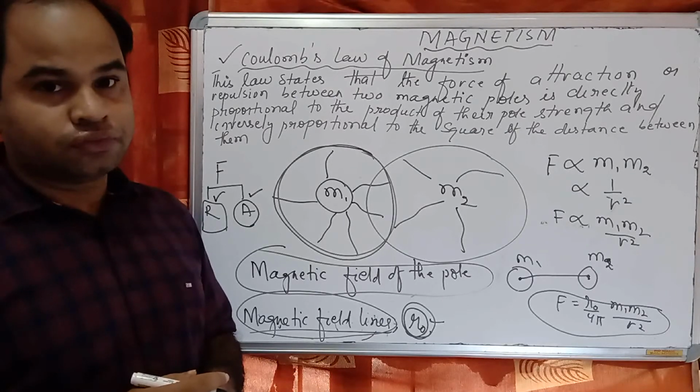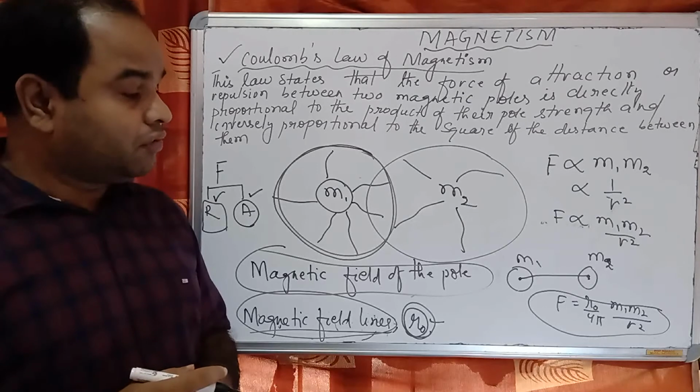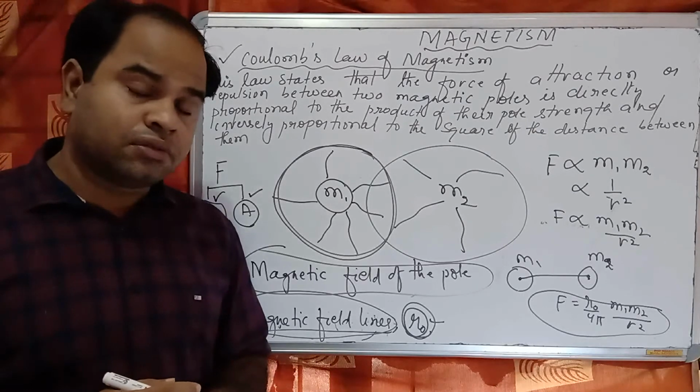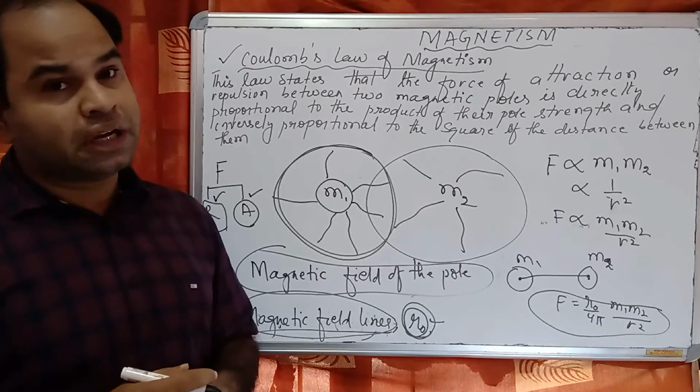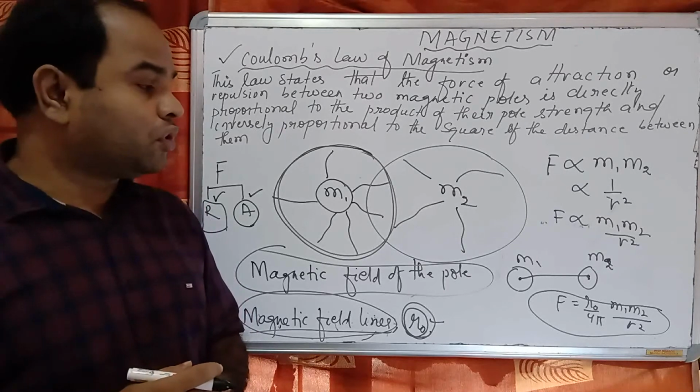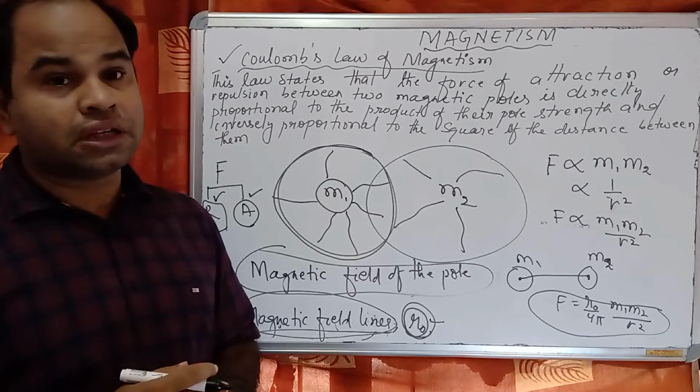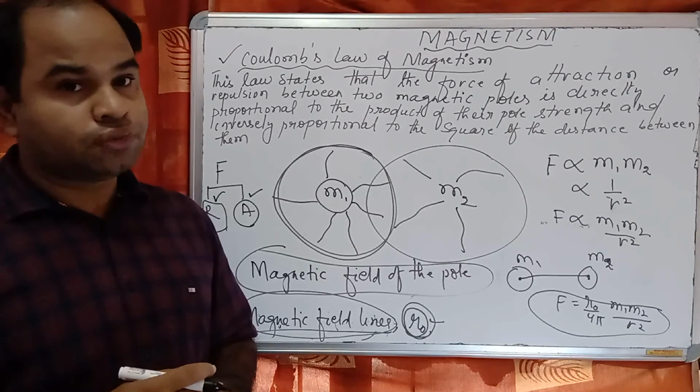Okay. The value of mu naught we wrote in the magnetic field of current, that is 4 pi into 10 to the power minus 7. So mu naught by 4 pi becomes 10 to the power minus 7. Understood? Let's revise again.